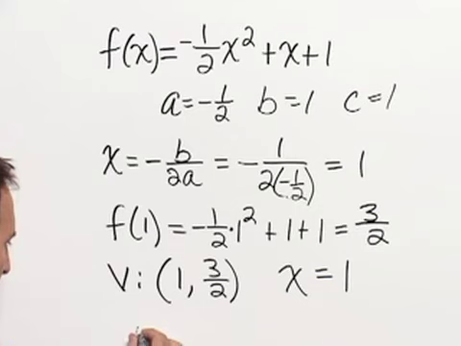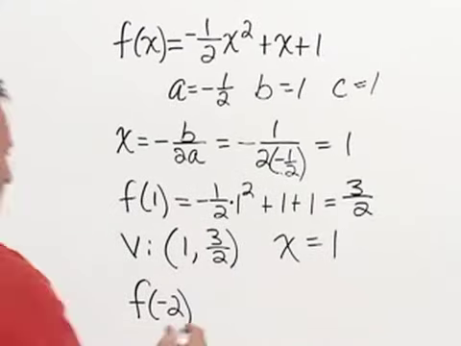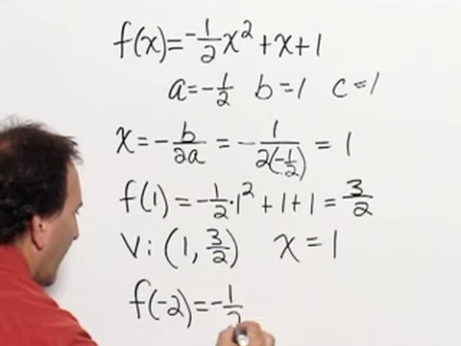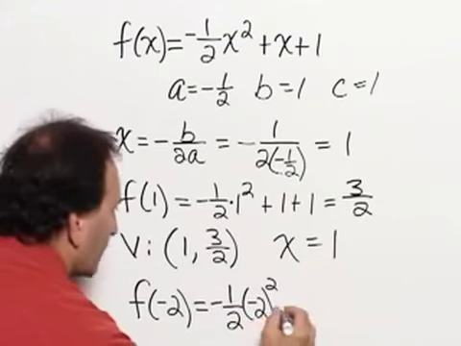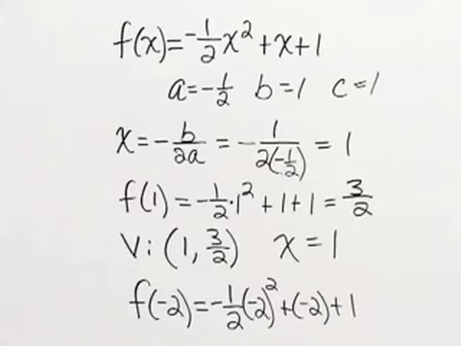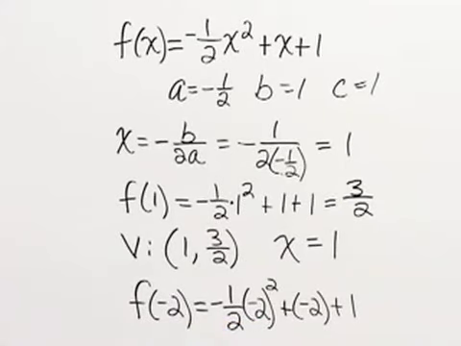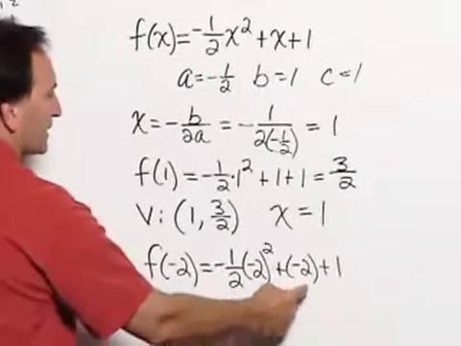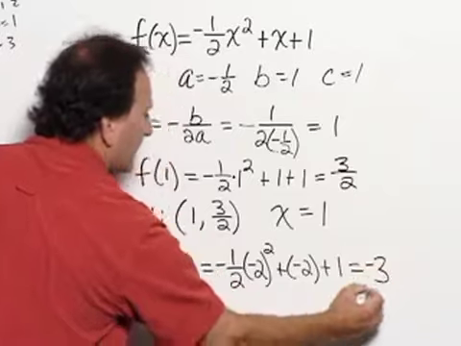We also need to evaluate f of -2. So that would be equal to -1/2 and then -2 quantity squared plus a -2 plus 1. Now, -2 squared is +4. +4 times -1/2 is -2. So we have a -2 plus a -2, which is -4, plus a 1, which is -3.